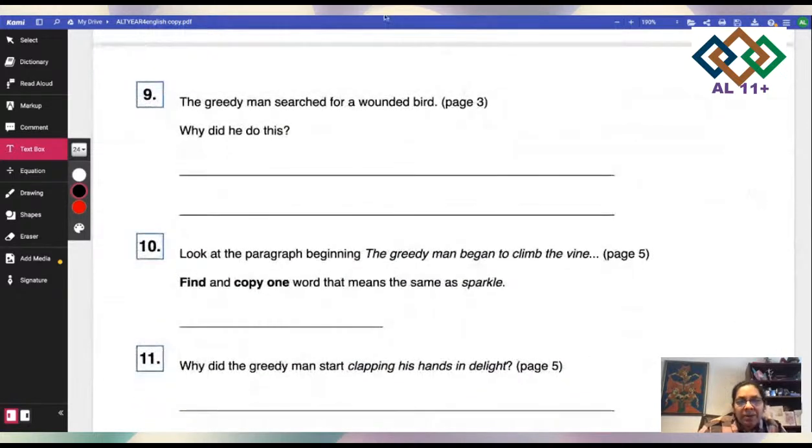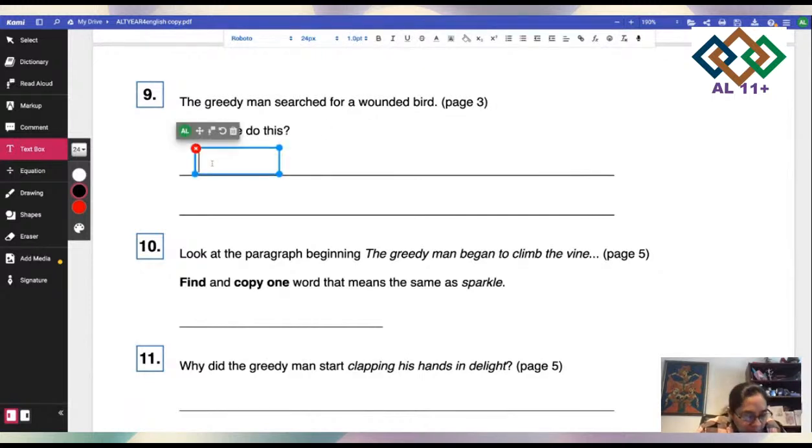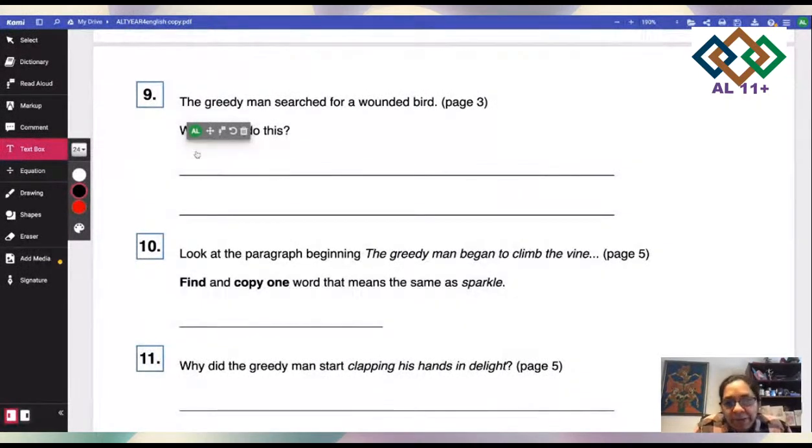Number 9 now. The greedy man searched for a wounded bird. Page 3. Why did he do that? So, what was the reason he was looking for the bird? What would the bird give to him? So, basically, why was he looking for the bird in the moon? Let me see if any of you have written the answer for this one. Let me remove this for the time being. And let's wait for the answer.